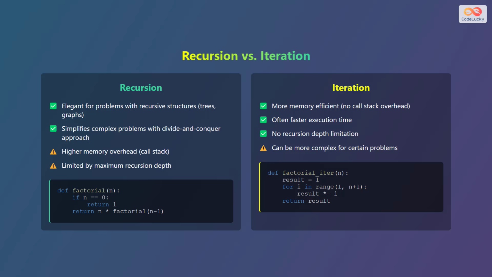Let's compare recursion and iteration. Recursion is elegant for problems with recursive structures like trees and graphs, and simplifies complex problems with a divide and conquer approach. However, it has higher memory overhead due to the call stack, and is limited by the maximum recursion depth. On the other hand, iteration is more memory efficient with no call stack overhead, often has faster execution time, and no recursion depth limitation. However, it can be more complex for certain problems. Both recursion and iteration have their strengths and weaknesses. The choice between them depends on the specific problem and the desired trade-offs between elegance, performance, and memory usage.